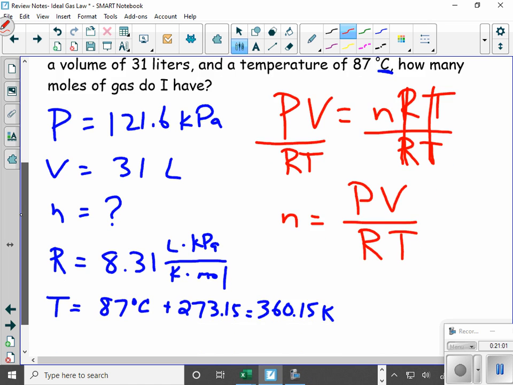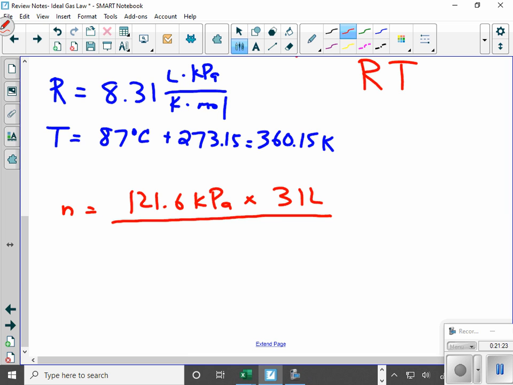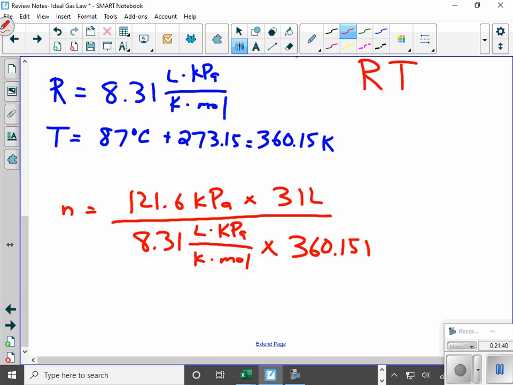So as I come down, now it's time to plug my numbers in. My number of moles is going to equal my pressure, which was 121.6 kilopascals. Multiply that by my volume, which was 31 liters. Divide that by my gas constant, 8.31 liters times kilopascals, all over Kelvin times mole. Multiply that by the temperature, 360.15 Kelvin.